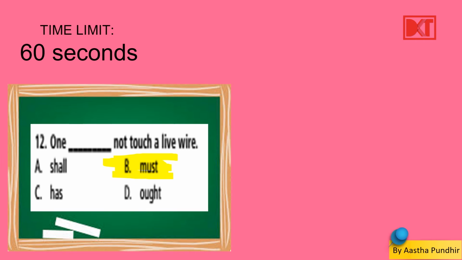Why? We are talking about a certain obligation in this sense. It is our common sense that we are talking about. One must not touch a live wire. This is what we can also call a prohibition. Okay, so for that we use must.